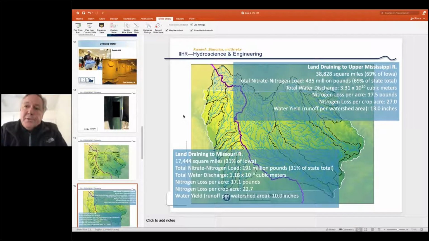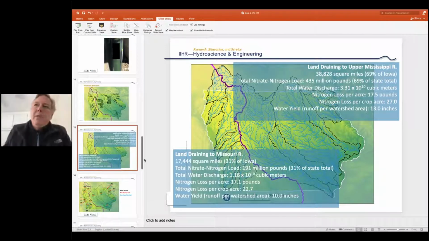Then land draining to the Missouri, which is 31% of Iowa, you can see the nitrate load from that area is 191 million pounds in 2020. The loss per crop acre over there is a little less, 22.7. The water yield is 10 inches, so it was drier in western Iowa than it was in eastern Iowa.